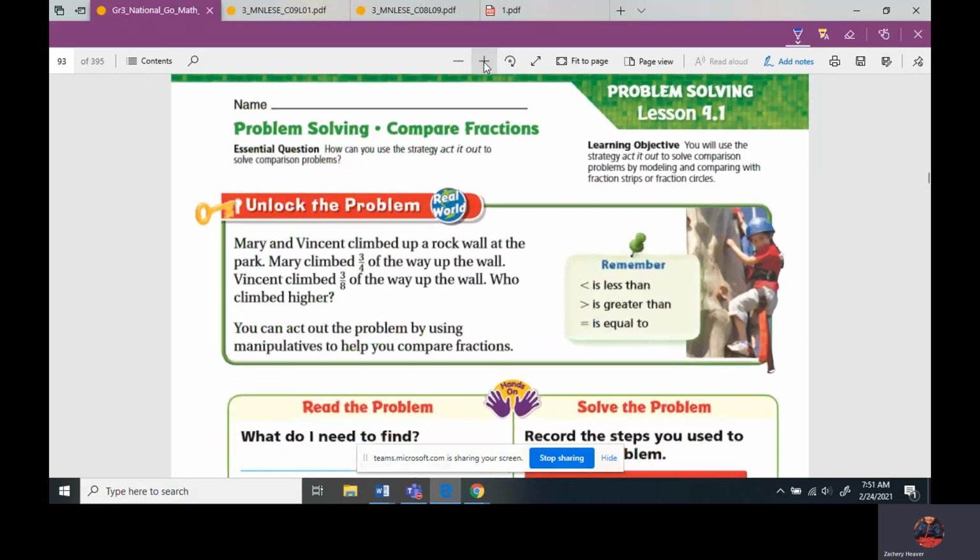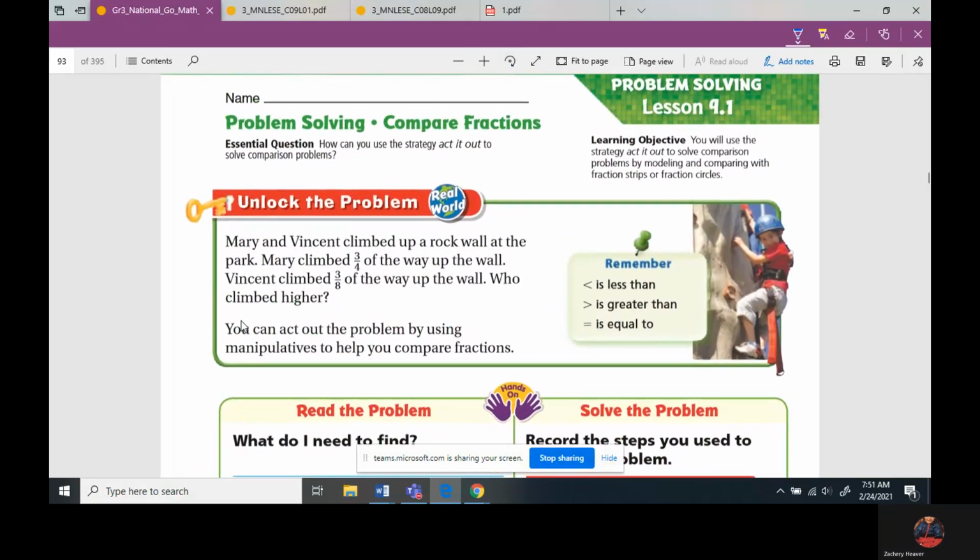Remember, this chapter might be a little bit easier than the other ones. So we're looking at less than, greater than, and equal to. Make sure you understand these signs. Study them. If it's pointing left, it's less. If it's pointing right, it's greater than. Just think, left, less. That's how I always remember.